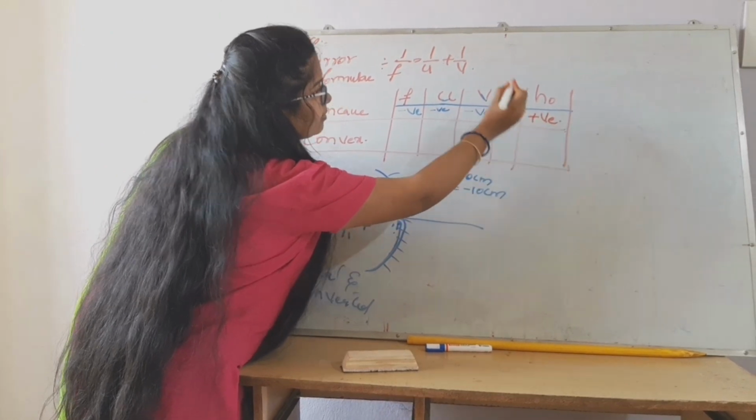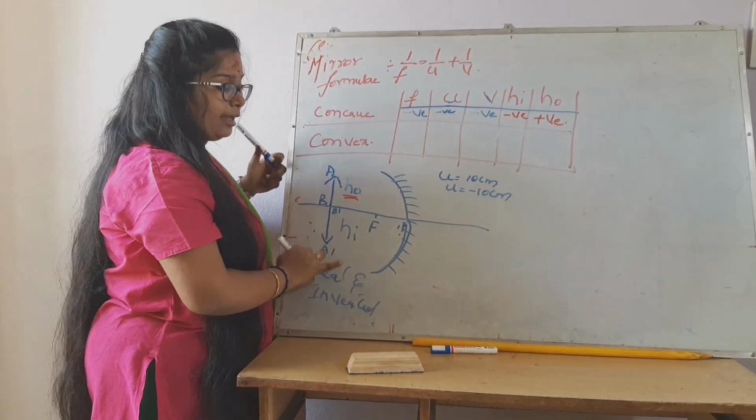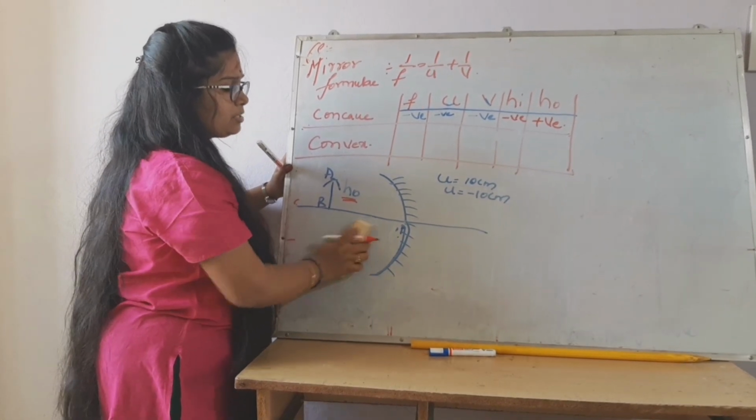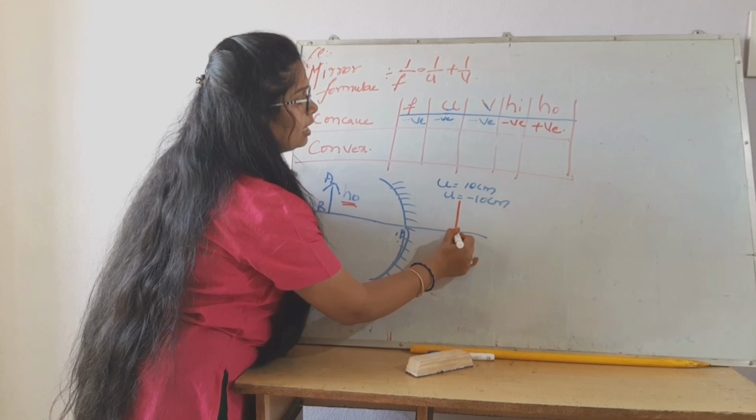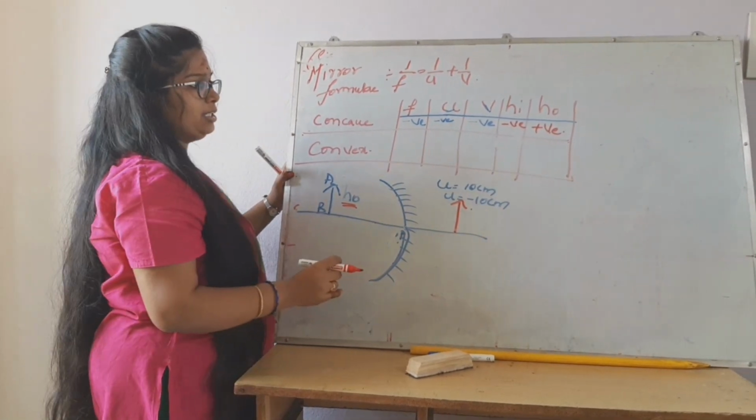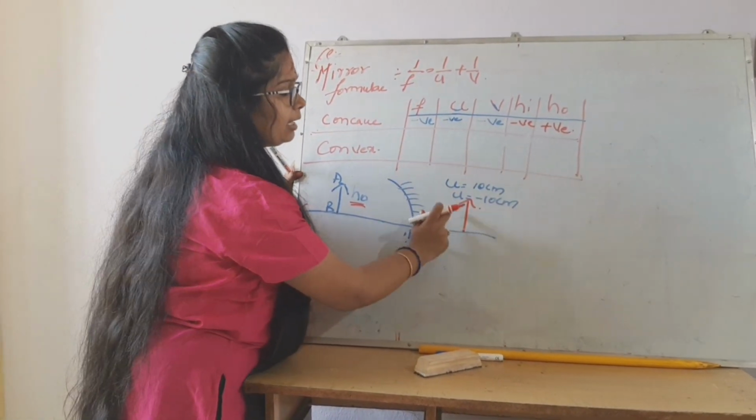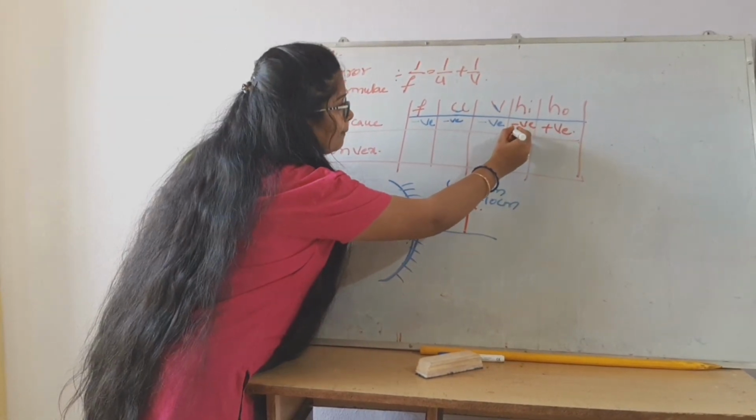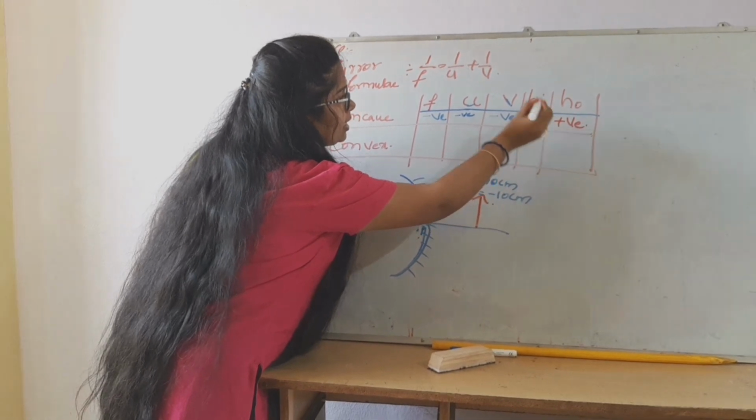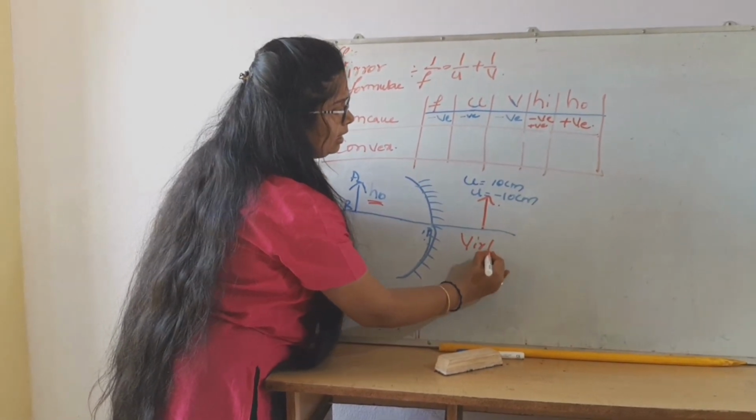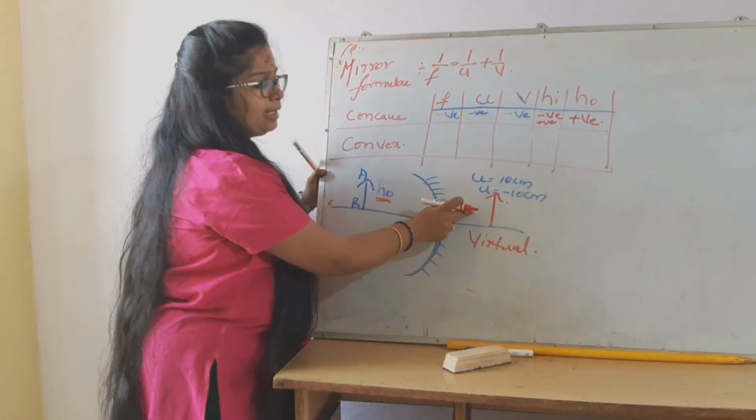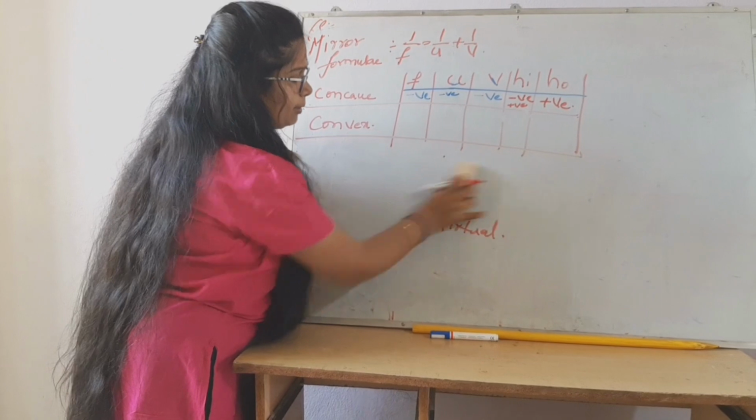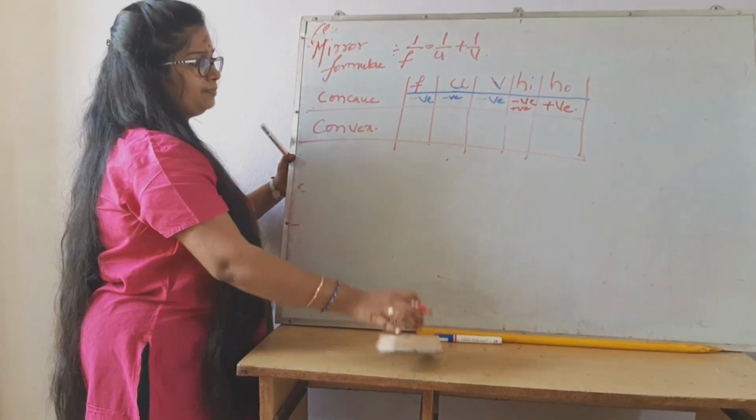Got it? In the concave mirror, if this is real and inverted, and if a virtual image is formed here, then the height of the image is above the principal axis. It can be positive for the virtual case. Erect, right? Above, positive.